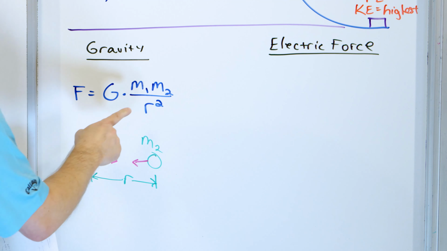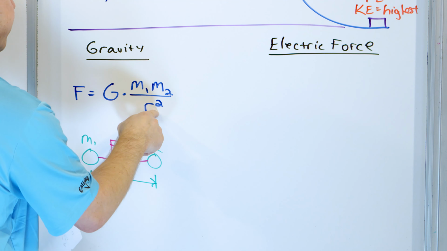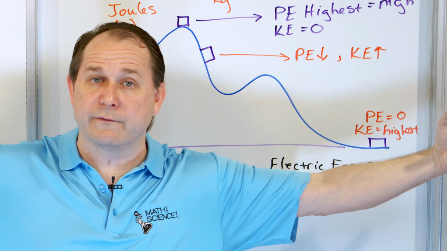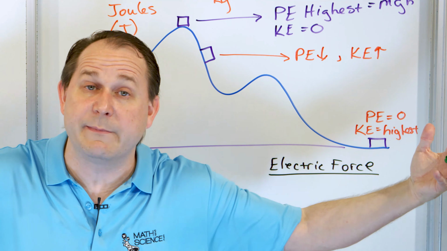So you can see that as R gets bigger and bigger, the objects get farther apart. If this denominator gets bigger, the force gets smaller. And so that means an object across the universe from you does not pull on you very much compared to two objects next to each other.